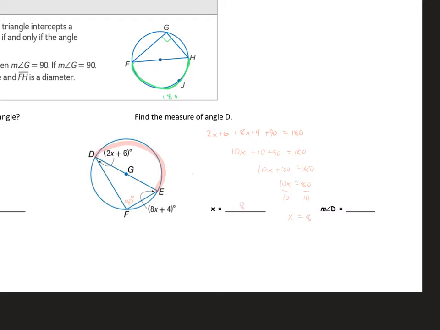But that's not what they want. They want me to find out what is the measure of angle D. So the measure of angle D is equal to 2 times 8 plus 6. That's 16 plus 6, which is 22 degrees.